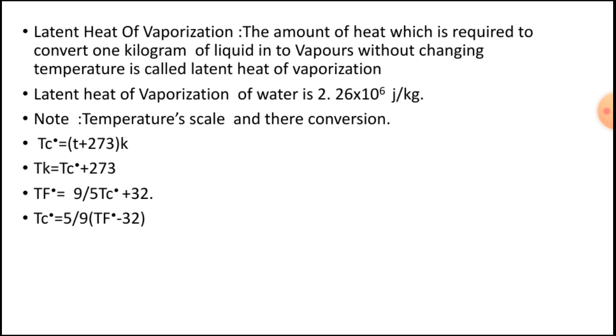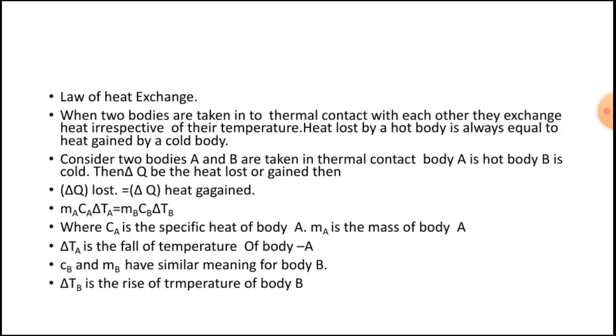Now I am telling you the method, the formula, to convert Fahrenheit into centigrade, centigrade into Kelvin, and Kelvin into centigrade. Temperature in centigrade can be converted into Kelvin by adding 273. Temperature in Kelvin is equal to temperature in centigrade plus 273. Temperature in Fahrenheit is equal to 9/5 centigrade plus 32. And temperature in centigrade is equal to 5/9 into (temperature in Fahrenheit minus 32).